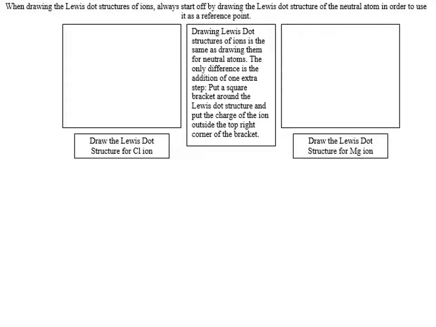What I usually like to do before I draw the ion is draw the regular structure. So I'm going to start off by drawing the regular structure in this box here for chlorine. Chlorine is in group 17. It's a halogen. That means it has 7 valence electrons. 1, 2, 3, 4, 5, 6, 7. And so we look at chlorine and realize that it only needs 1 electron to complete its valence shell, so it's easier to gain 1 than to lose 7. So what we're going to do is add that 1 electron.